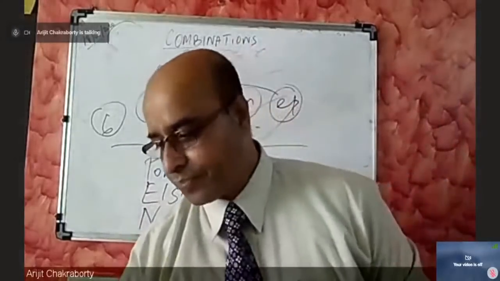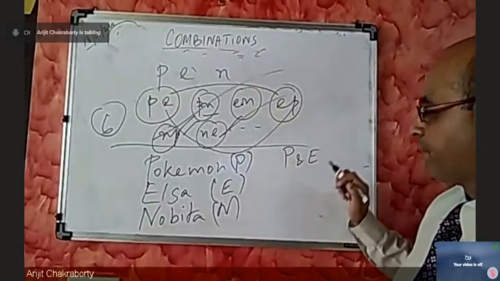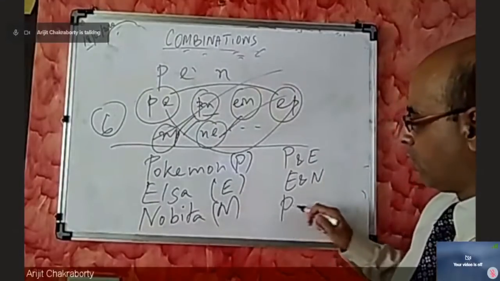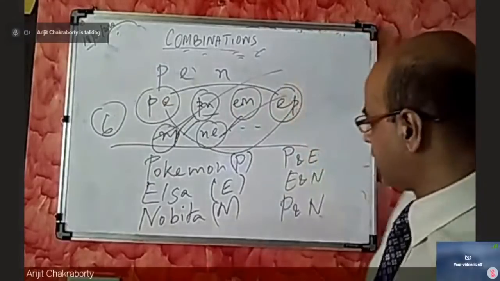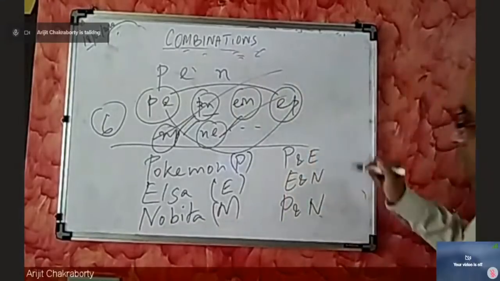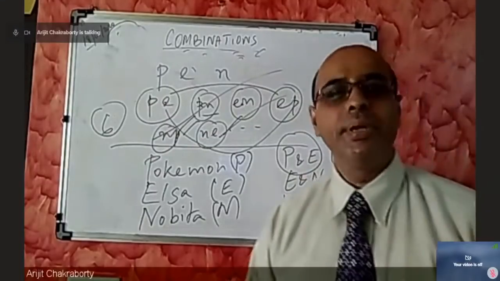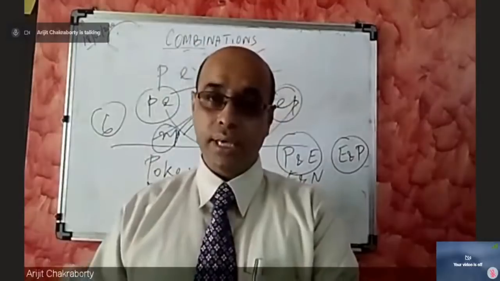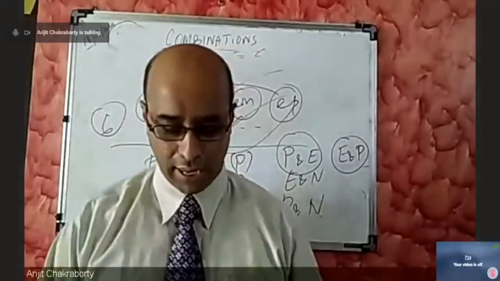So what will you do? You can take, I'm writing Pokemon and Elsa. You can take Elsa and Nobita. You can take Pokemon and Nobita. Can you take any other? I mean, can I write P and E here means Pokemon and Elsa. Do you think if I write Elsa and Pokemon, this and this, will they be different? If I say you and your parents, and then I say your parents and you, are they different or is it the same group? Please think for a while.